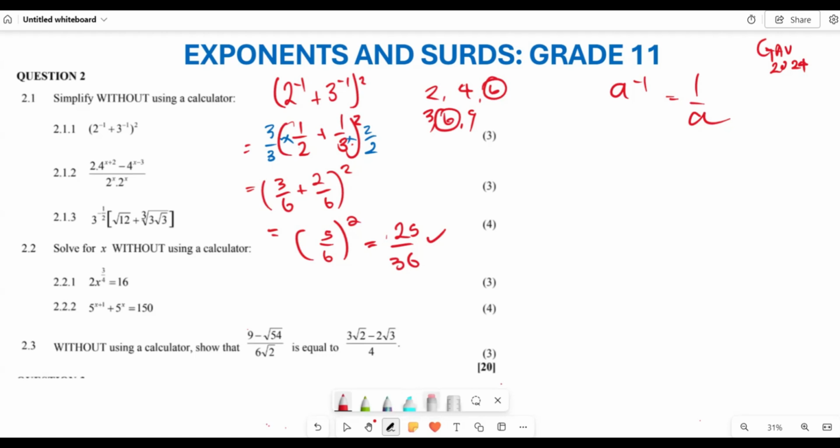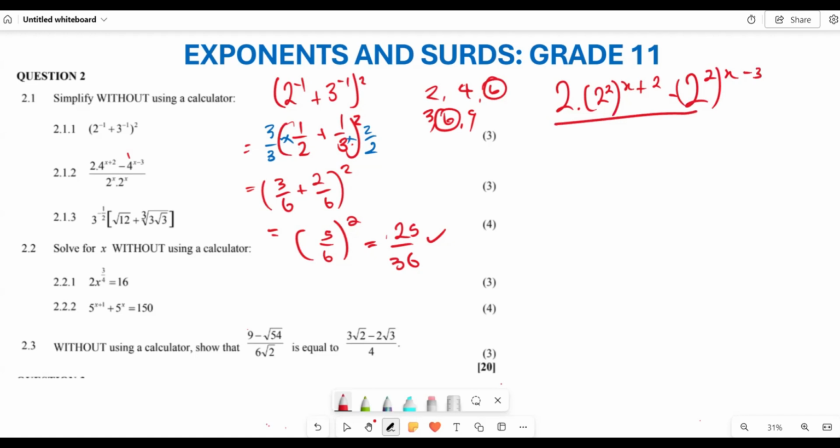Now let's continue and look at the next question. What are you given here? You are given 2 multiplied by 4, and 4 is the same as 2 squared. This is going to be to the power of x plus 2. This is going to subtract 4 also, and again 4 is the same as 2 squared, to the power of x minus 3.